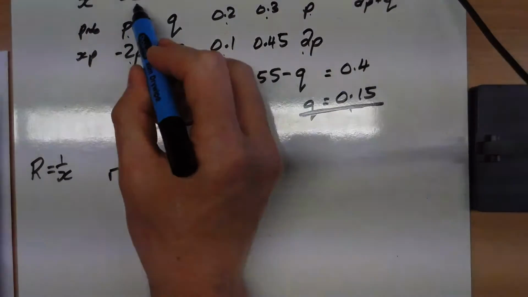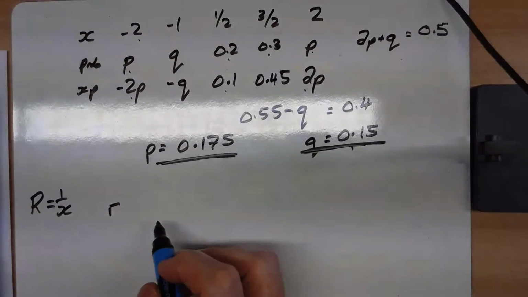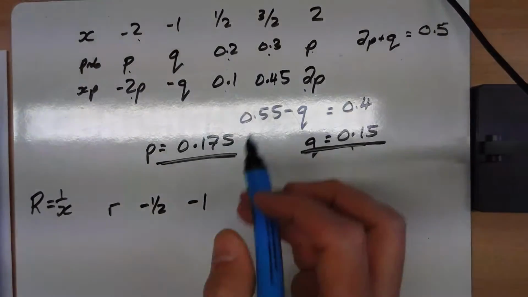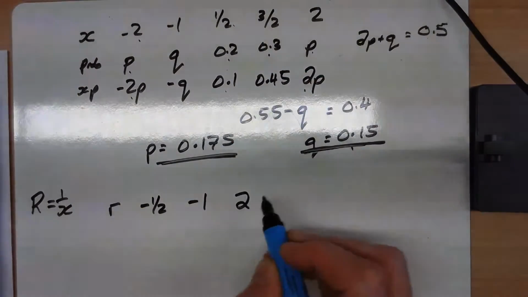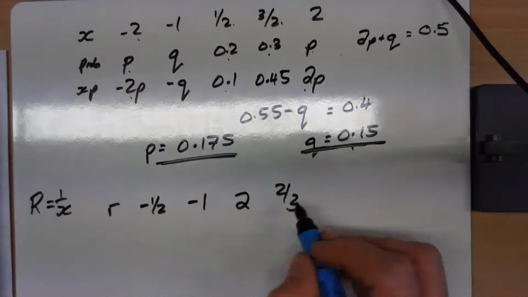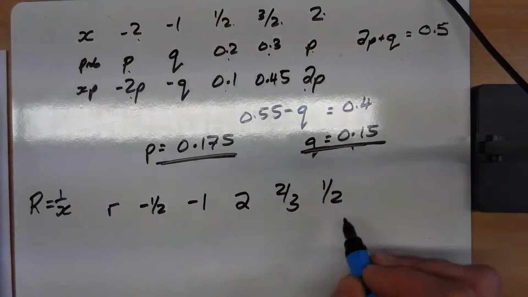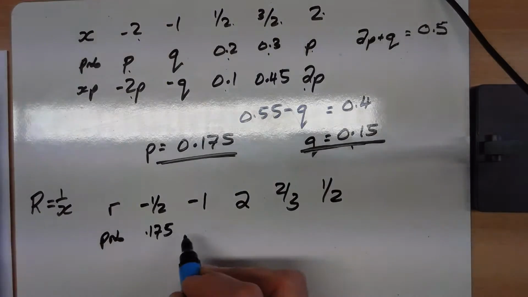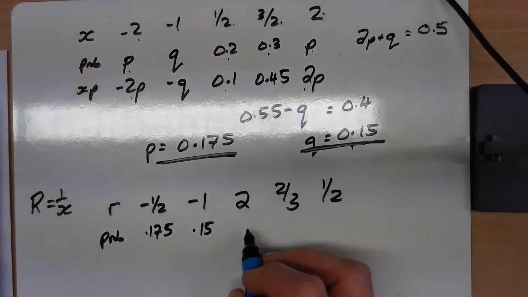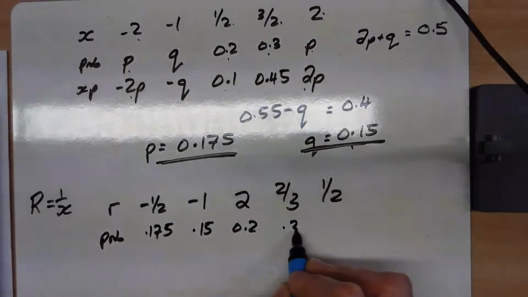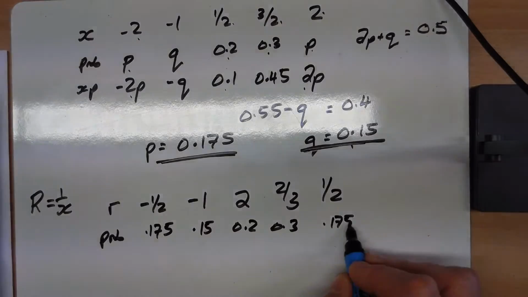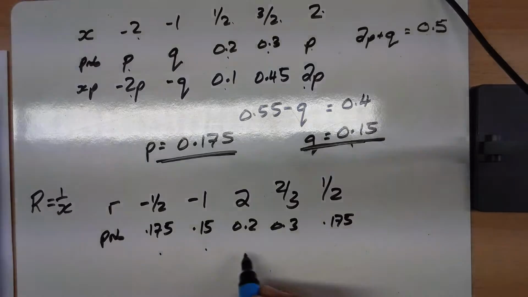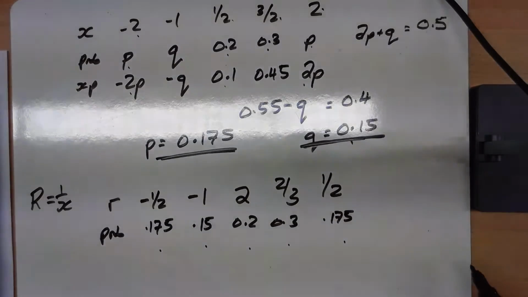So 1 over minus 2. Sorry, missed off the top. So we've got minus a half here. 1 over that is minus 1. 1 over a half is 2. 1 over that is 2/3. And 1 over that is a half. The probabilities, though, they don't change. So this is the 0.175. This is the 0.15. Here's the 0.2. Here's the 0.3. And here's the 0.175. And now we want to find the x times its probability. So work out all of those and add it up, and you'll get your answer.